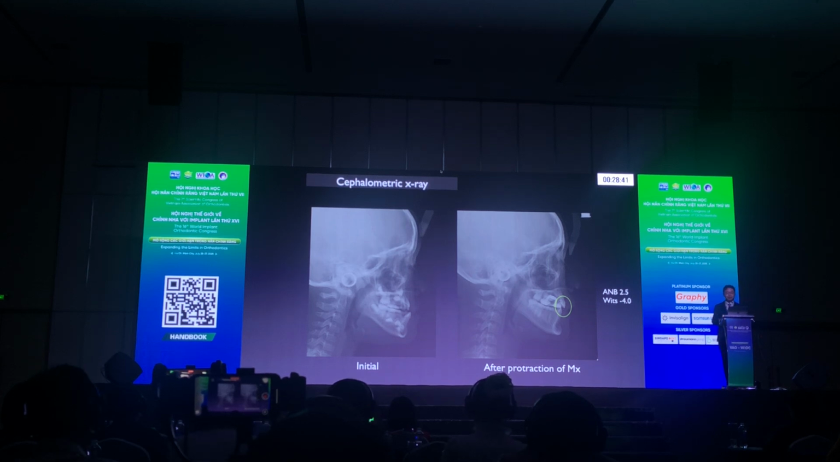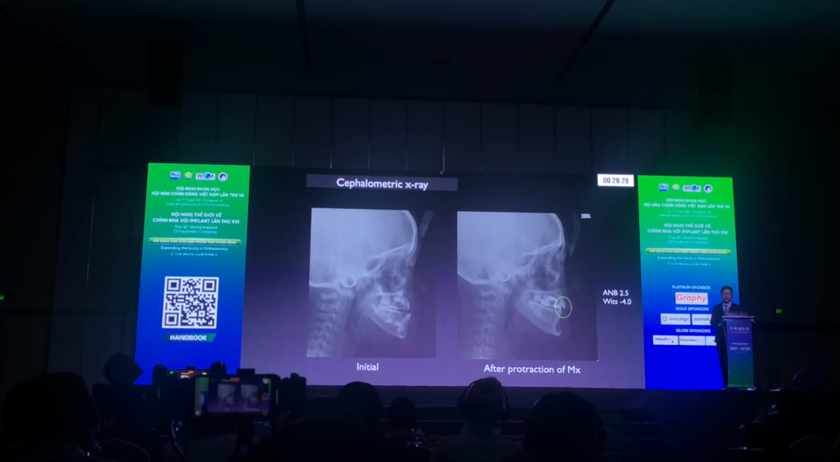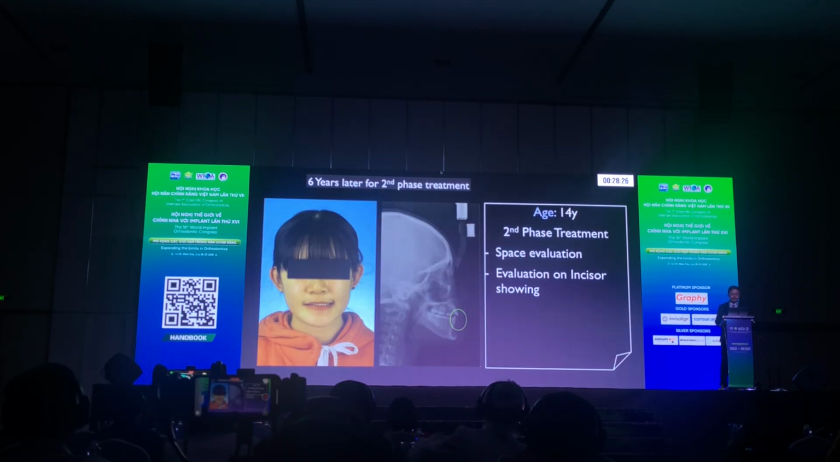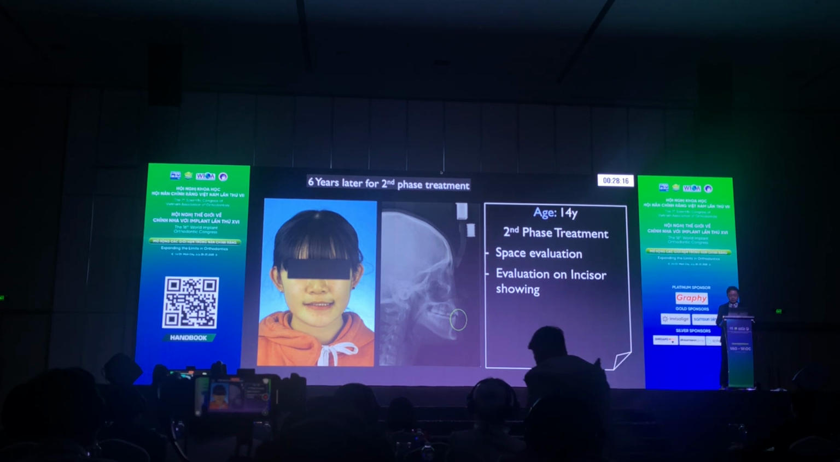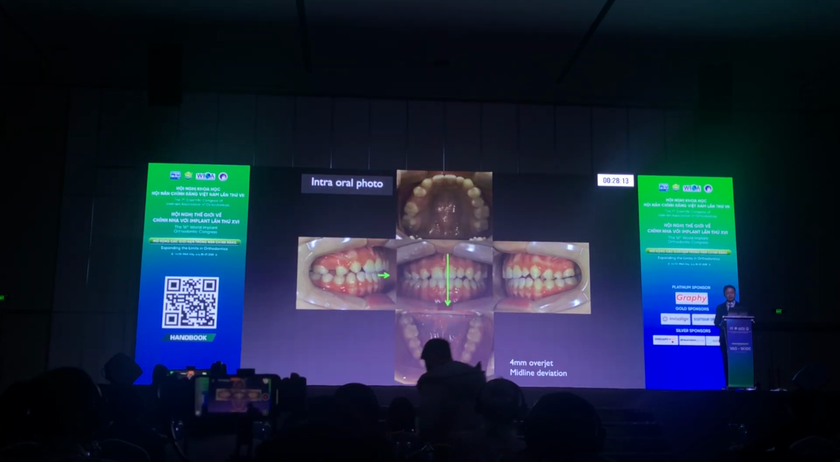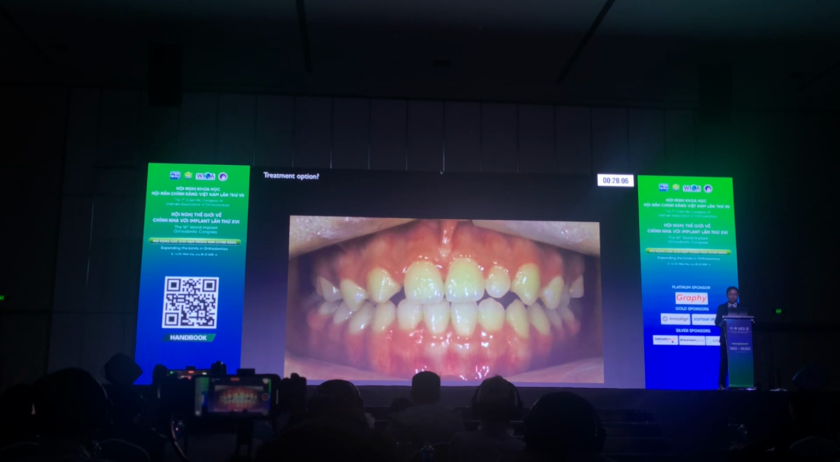In this case, maybe we are planning for space closure in the future. When you apply orthopedic treatment first, I recommend overcorrection. So we made the overcorrection and made a class 1 and waited for her growth. At age 14, we started the second phase, and she still had a large overjet. So we have a choice. We can close the space after extraction of the pegs. Here in the patient's mouth, the missing space is almost closed. So you have a choice.